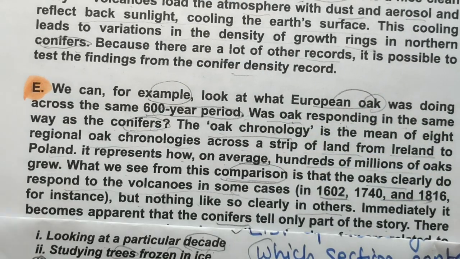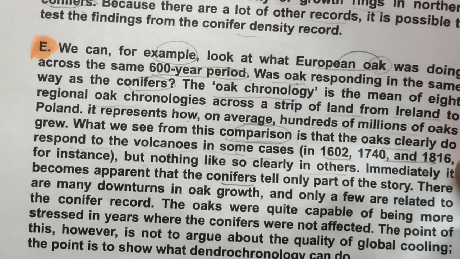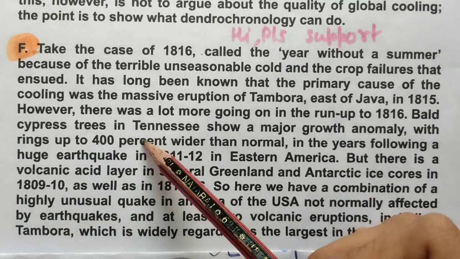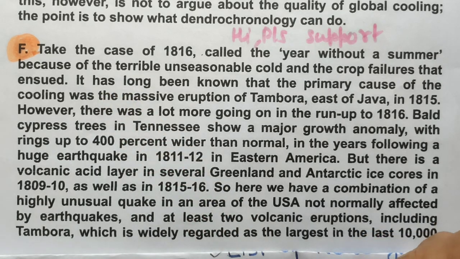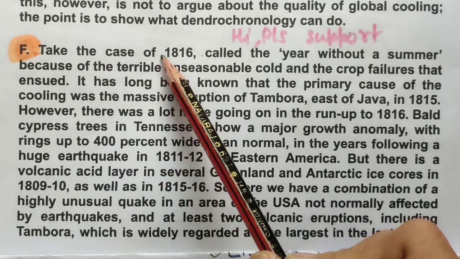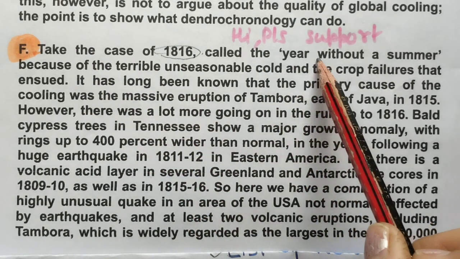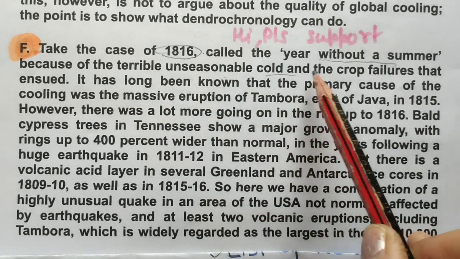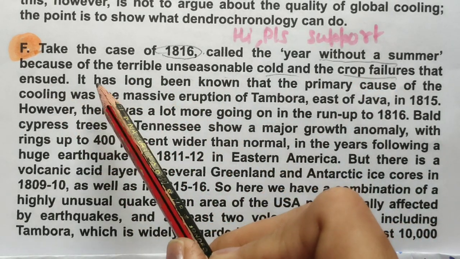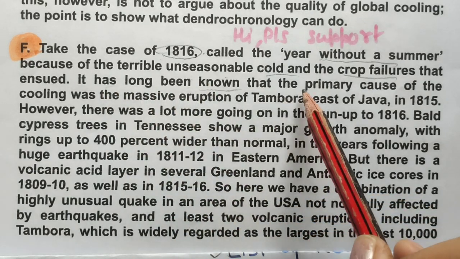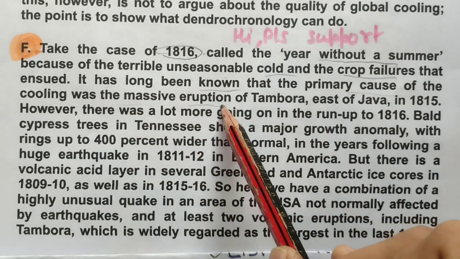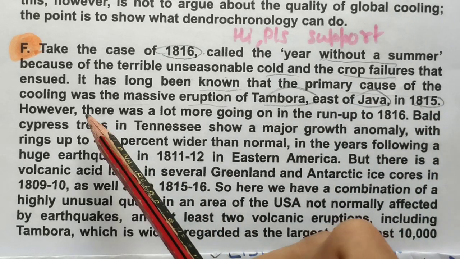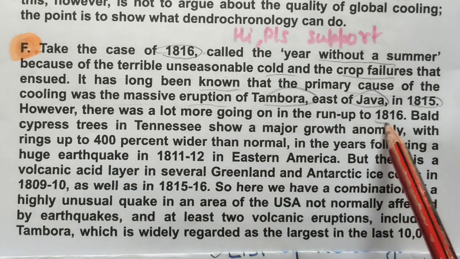Okay, now next we will be going to F paragraph. Now I am showing you F paragraph. First you read it and then I will show you options. Take the case of 1816, called the year without a summer because of the terrible unseasonable cold and crop failures that ensued. Okay, it has been known that the primary cause of the cooling was the massive eruption of Tambora east of Java, 1815. However, there was a lot more going on around 1816.